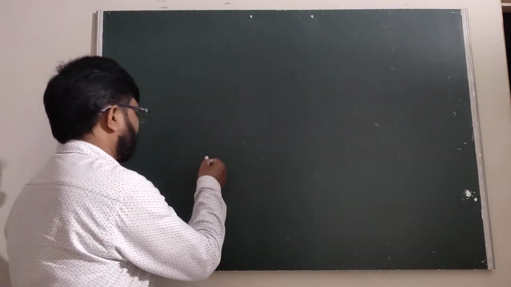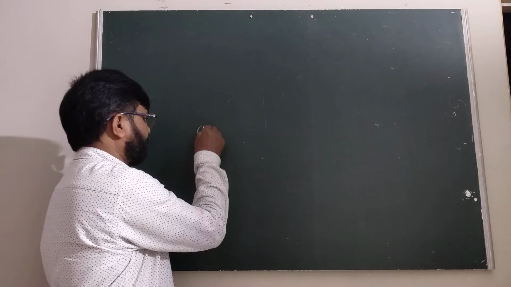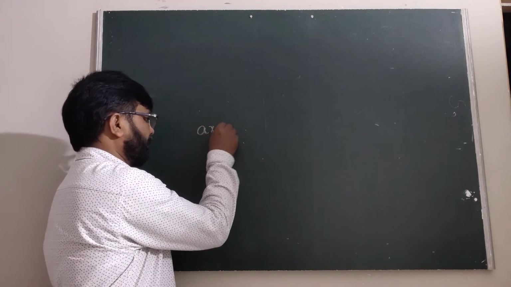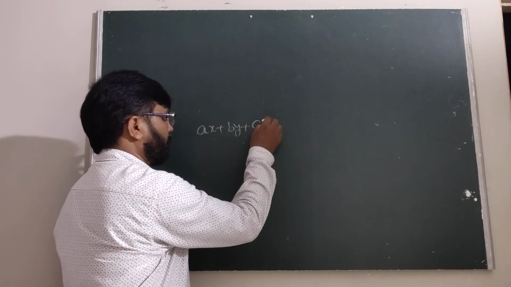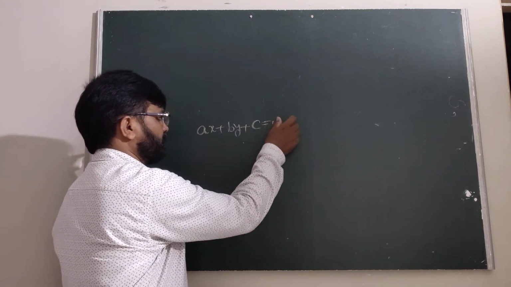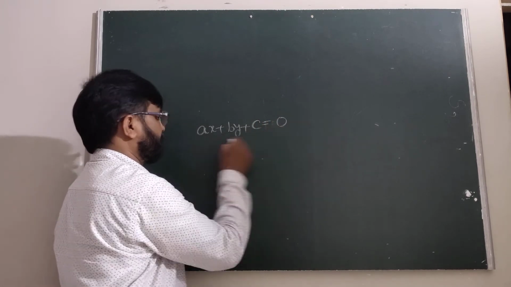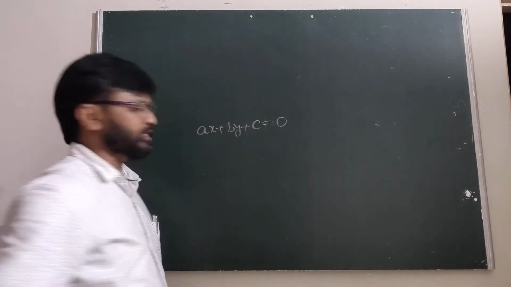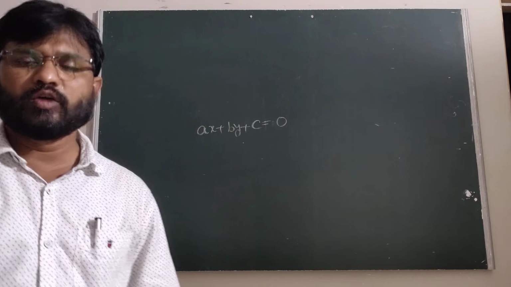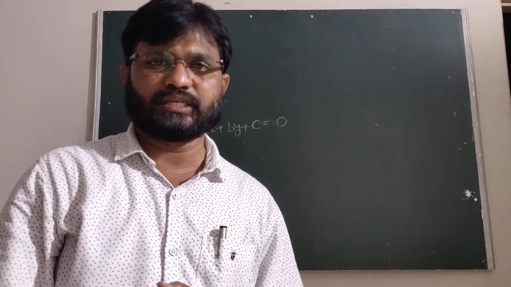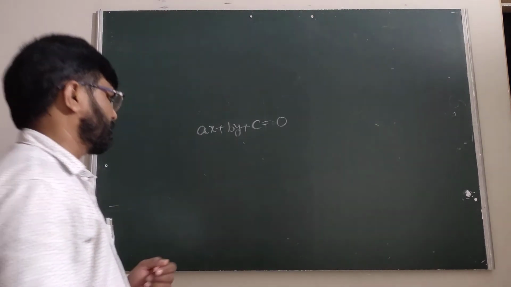So the first degree equation in x and y, we always take as ax plus by plus c equals 0, and it represents a straight line. Just now we proved that it always represents a straight line. How to prove that? We compare with y equals mx plus c.